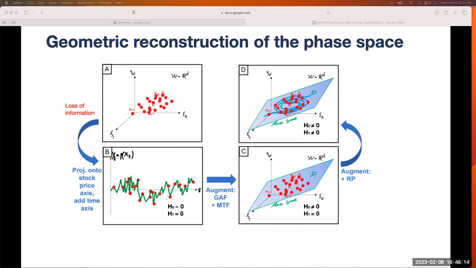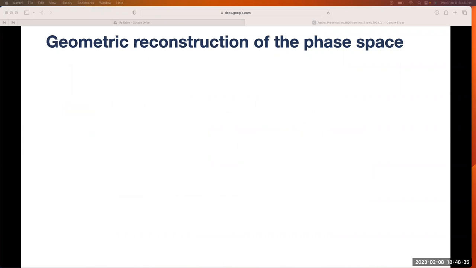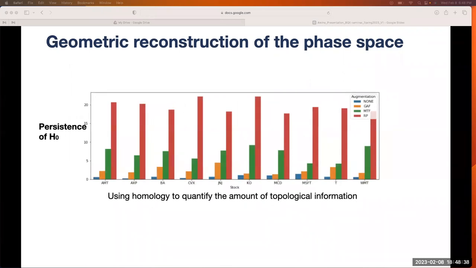I'm not going to explain today the concept of homology. All I want you to know is that this concept is somehow connected to a field in machine learning called TDA, topological data analysis, which is an approach to the analysis of data sets using techniques from topology. And this plot shows the persistence of H0 homology features of each augmentation and for each stock in our portfolio. RP, the red one, provides more persistent homology.